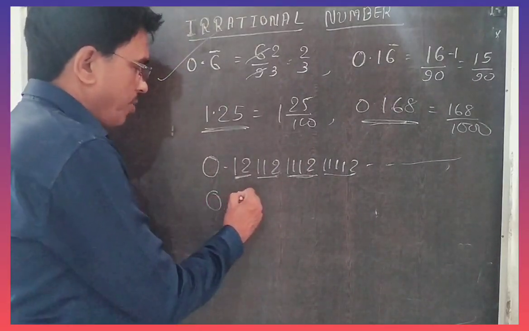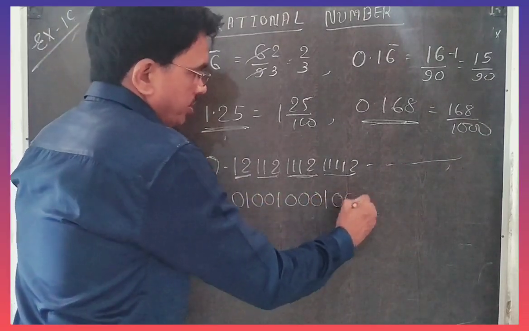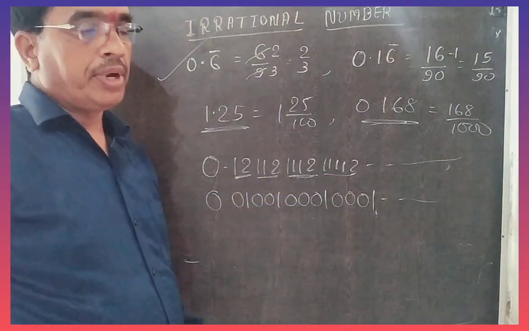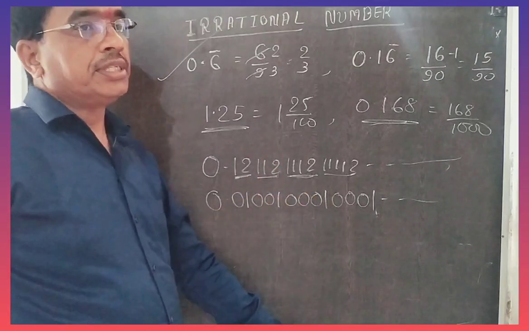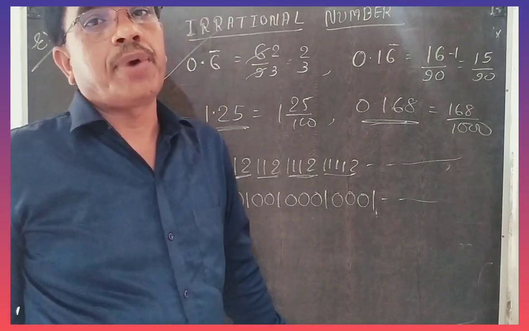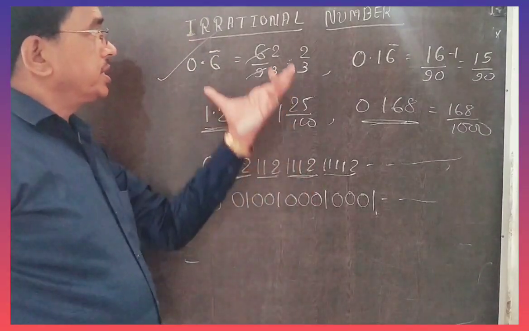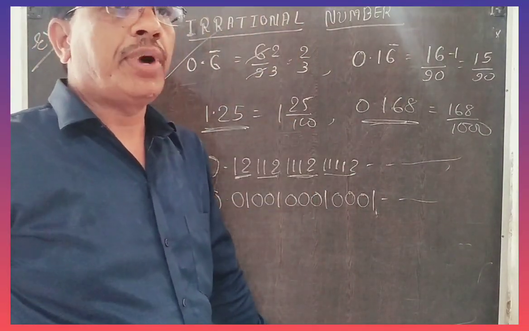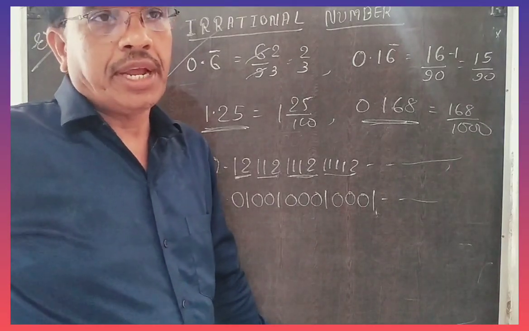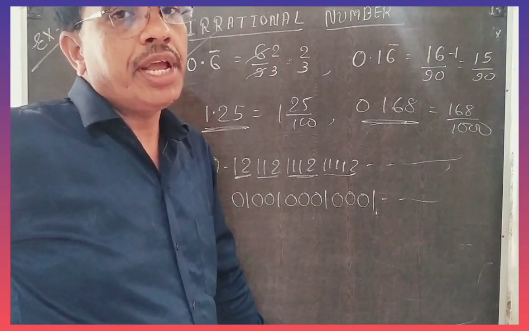Here you write 0.01, 001, 0001, 00001, and we cannot express it in the form of p by q. That means this type of number is neither terminating nor repeating and it cannot be expressed in the form of p by q. That is called irrational. So what are irrational numbers? An irrational number is a number which is neither terminating nor repeating. It cannot be expressed in the form of p by q. That is called an irrational number.